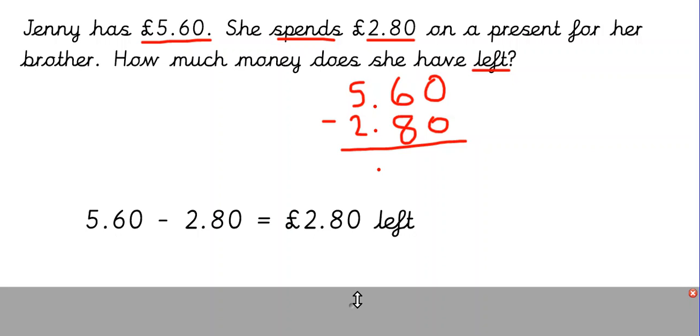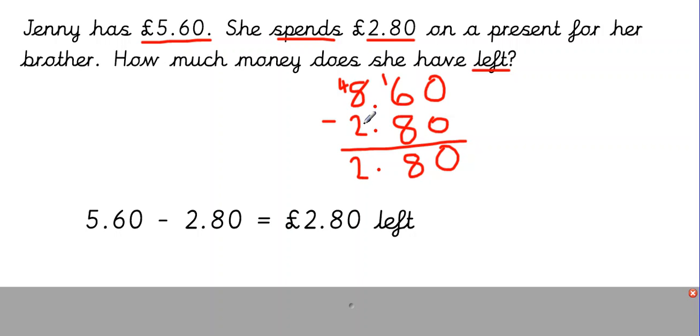Okay, so if you do £5.60 minus £2.80, you should get £2.80. So if you've got 0 take away 0 is 0. 6 take away 8 we can't do, so we're going to exchange. So we'll change that into a 4. And we will put our 1 there. So 16 minus 8 is 8. And then 4 minus 2 is 2.